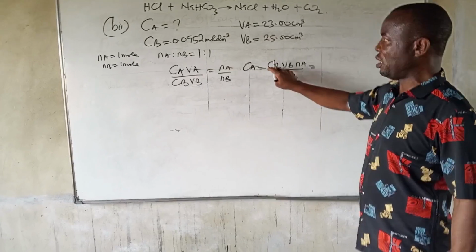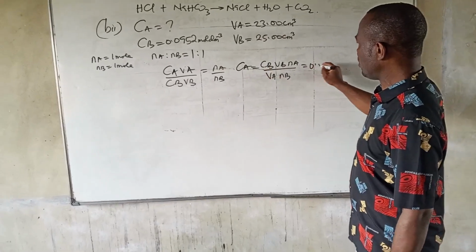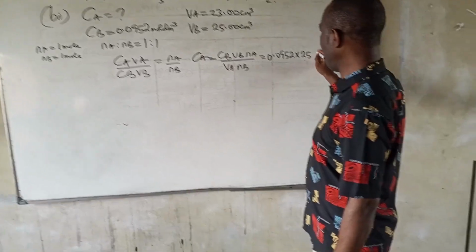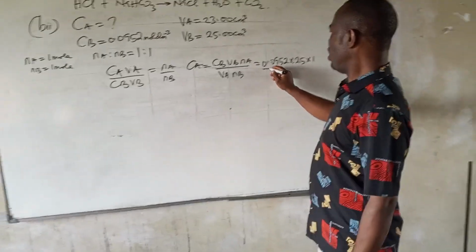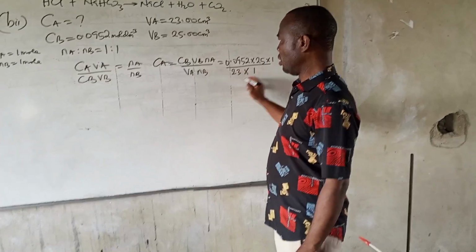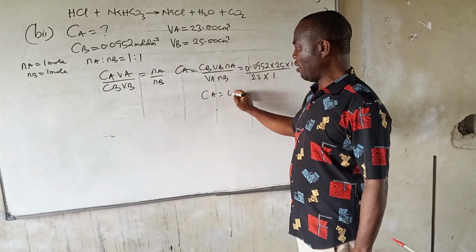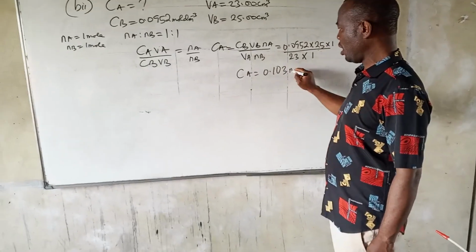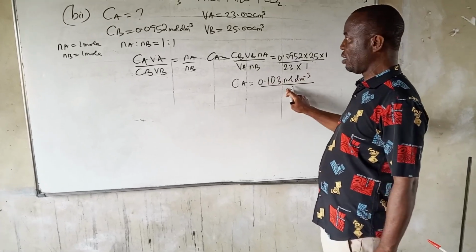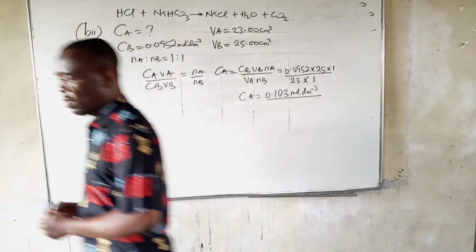Make a substitution. CB is 0.0952, VB is 25, NA is 1, all over VA is 23, the endpoint, NB is 1. So your CA calculated very well, you're going to have 0.103. Keep your final answers to 3 SF. Look at it. So that is your CA.